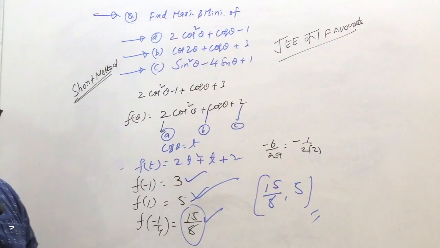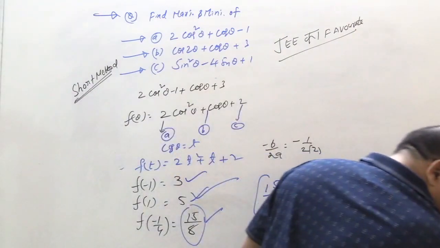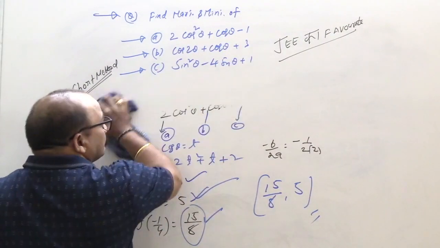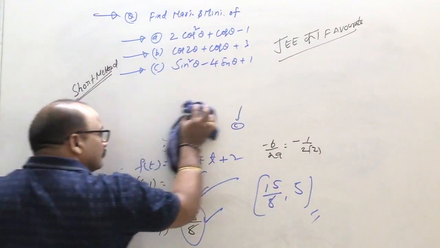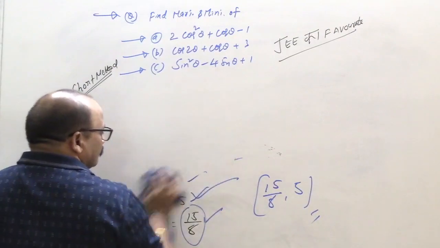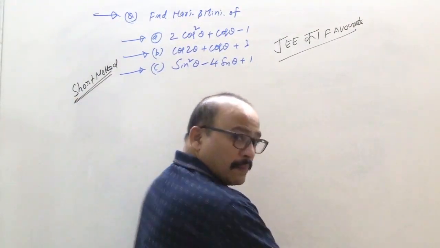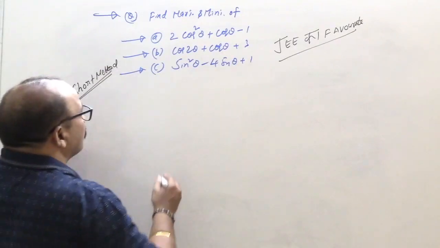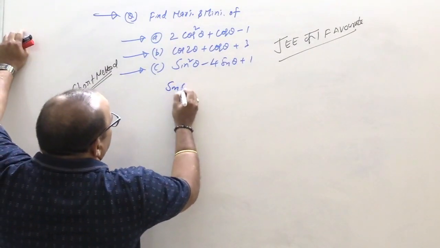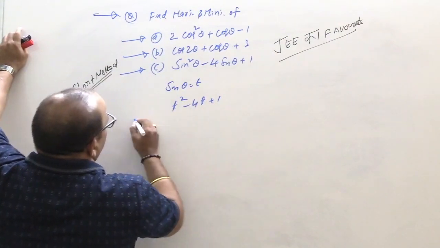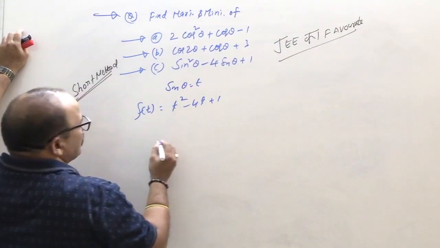Do the same kind of problem with sine. Yes, students, last one. Sin theta equals t, f of t is t square minus 4t plus 1. What is the minimum value?